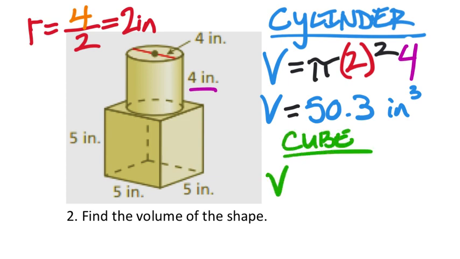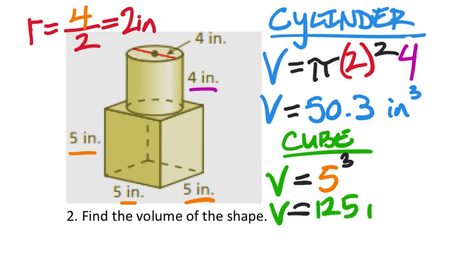So the volume of the cube is where we take the side lengths, which are all the same, they're all showing us 5, and we just raise it to the power of 3. So that tells me that the volume here is equal to 125 cubic inches. You can type that in 5 times 5 times 5, or 5 to the power of 3. Either way, you'll get 125.